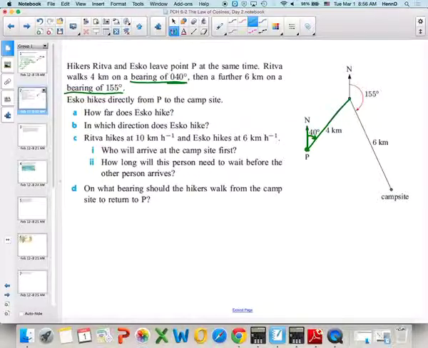So they would say 320 if it was the other way. Well, 320 degrees would be, yeah, like over here.